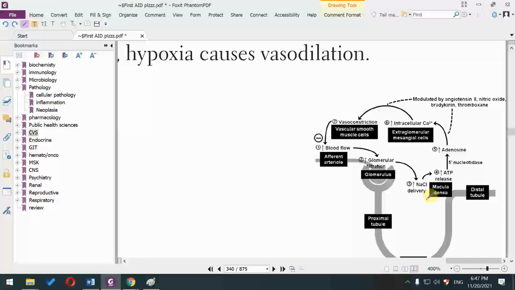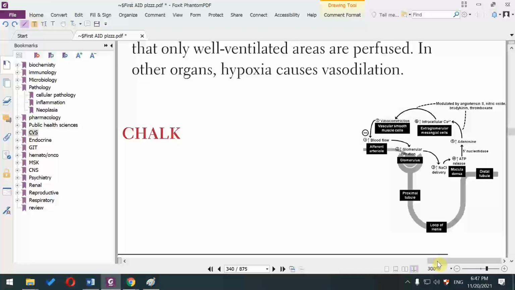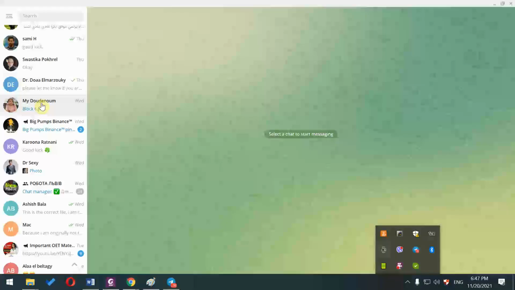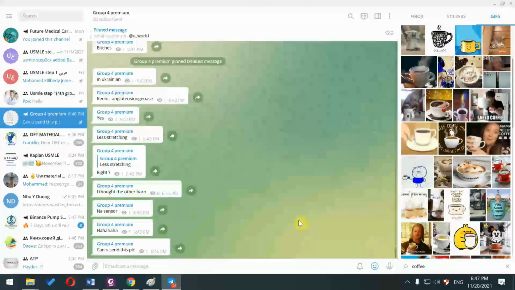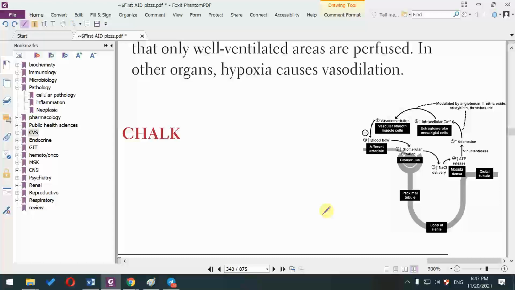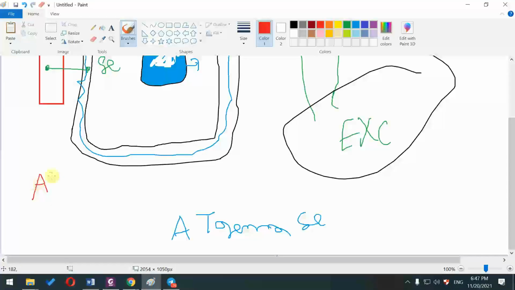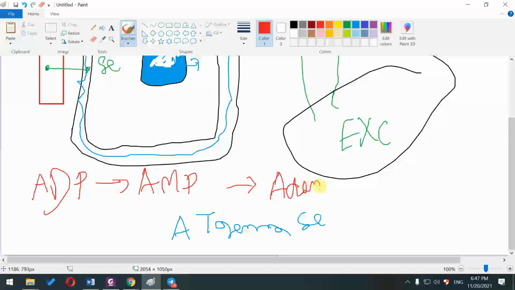So what is ATP? ATP is adenosine triphosphate. If I remove one phosphate from ATP, it becomes ADP, adenosine diphosphate. If I remove one phosphate from that, it becomes AMP, adenosine monophosphate. If I remove one phosphate from that, it becomes adenosine.